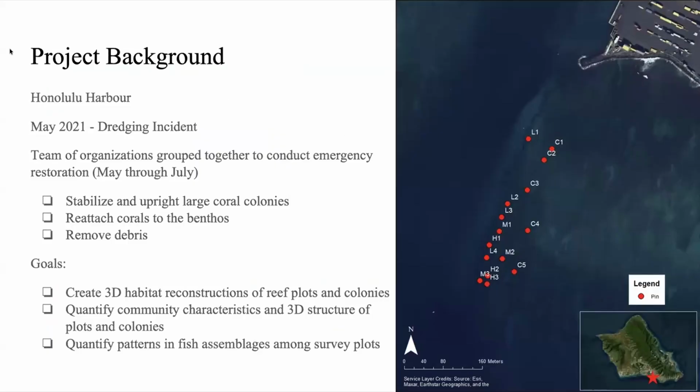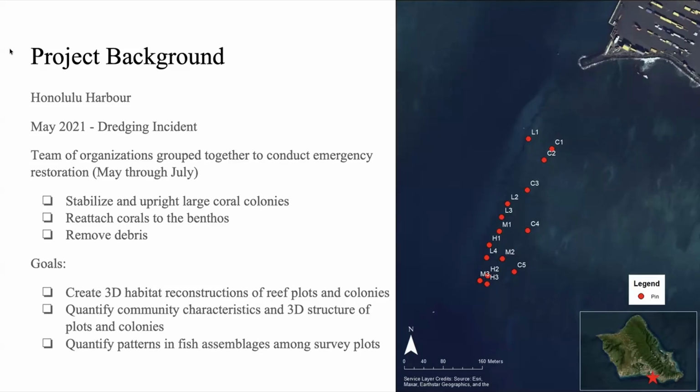So the background of this project is that in May of 2021, there was a large-scale dredging incident in the channel just outside Honolulu Harbor. And what happened is this boat basically hit a bunch of live coral. It sheared lots of pieces of coral off. It upended coral. It damaged a lot of coral. And there was just a ton of damage that happened.